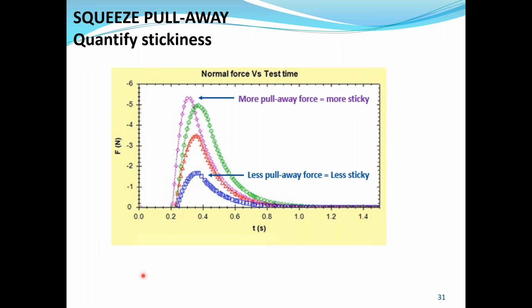So if we're looking at an overlay to compare samples, the sample with the higher force makes sense, it's more sticky. The sample with the lower force is less sticky.